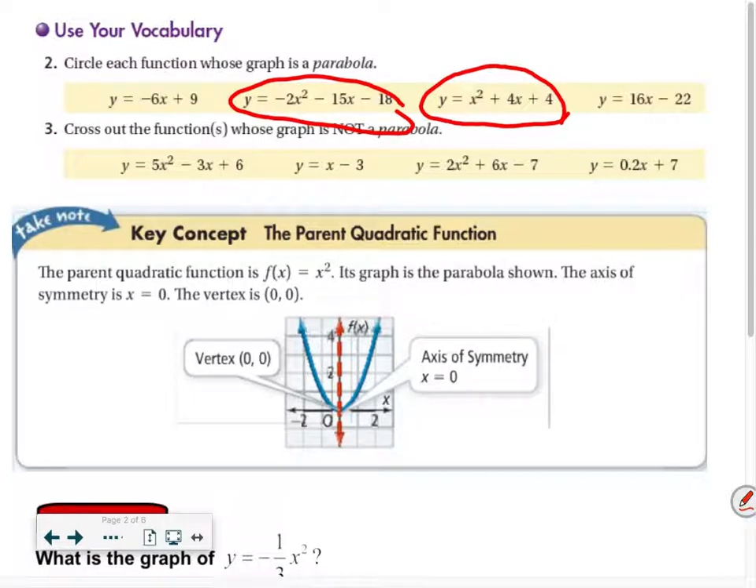Alright, third one says cross out the functions whose graph is not a parabola. Is my first one a parabola? Yes. Yeah, so we'll leave it. Second one, is it a parabola? No. Cross it out. Third one, yes, leave it. Last one, no, cross it out.